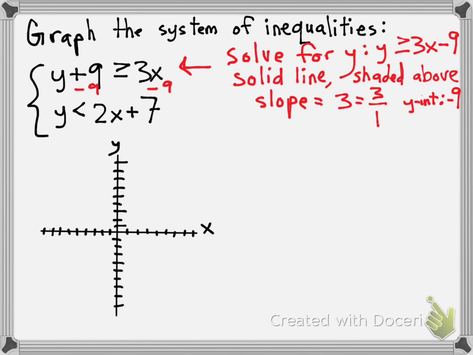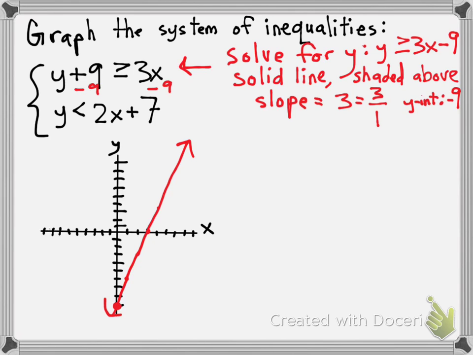On our graph, we would go to the point (0, -9) to draw a point, and then go up 3 and over 1 to get the rest of the points and draw our line. Remember, this one is going to be a solid line because it's greater than or equal to. We're going to wait to do the shading until after we've graphed the second line.